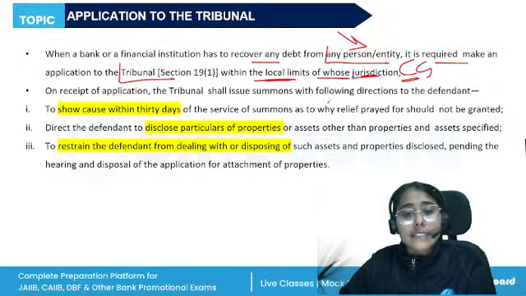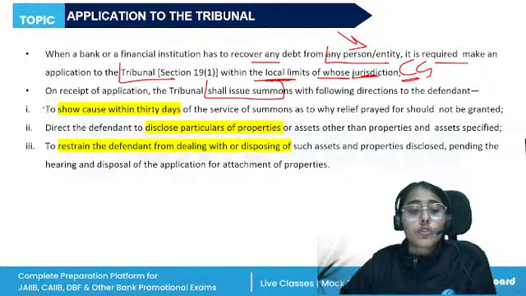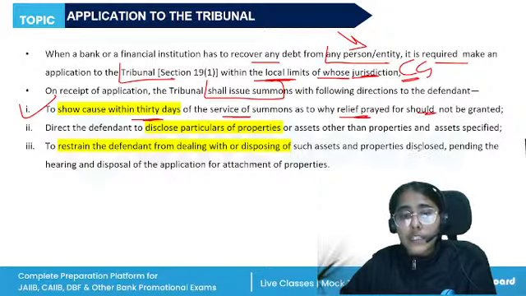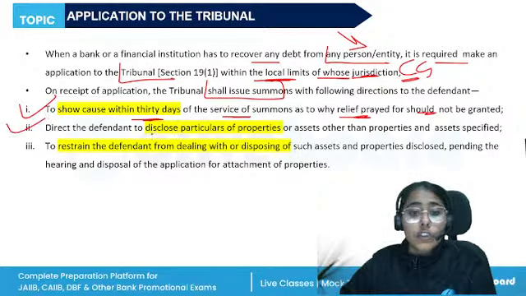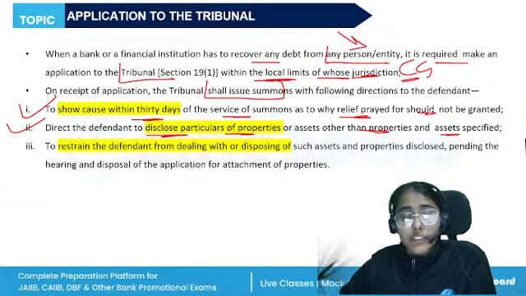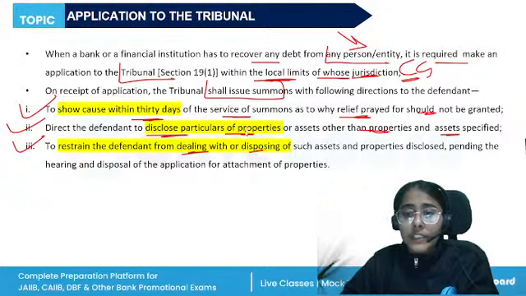So what will be the next step? The tribunal shall issue the summons to show cause within 30 days of the service as to why the relief prayed should not be granted, then direct the defendant to disclose the particulars of the properties other than the properties and the assets which are already specified. Information related to the other properties and assets should also be provided, to restrain the defendant from dealing with or disposing of them. So from the date the order is passed by the tribunal, the defendant cannot sell off or transfer the property to another person, right?